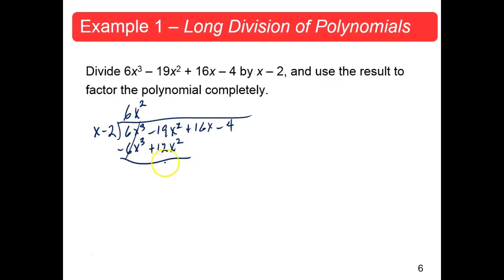What do you have here? Say again? Negative 7x squared. You're adding, okay? And then what do we do next? Bring down the plus 16x. All right, next.